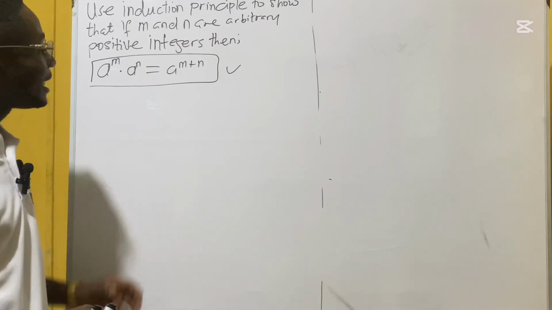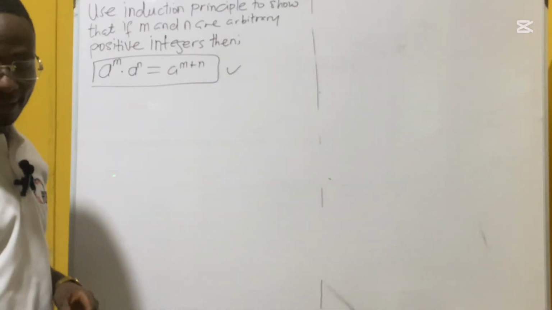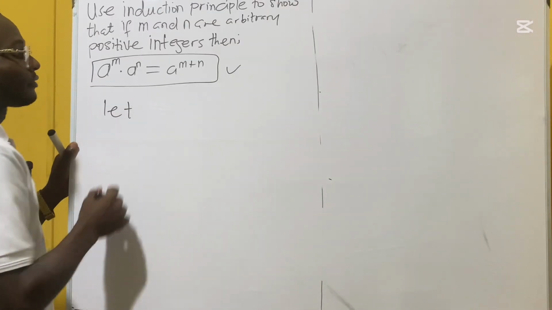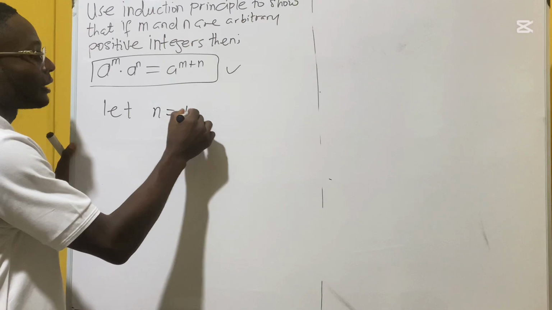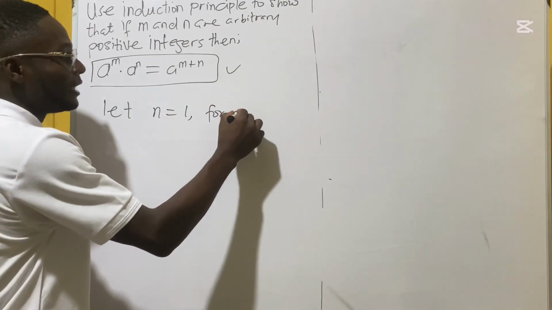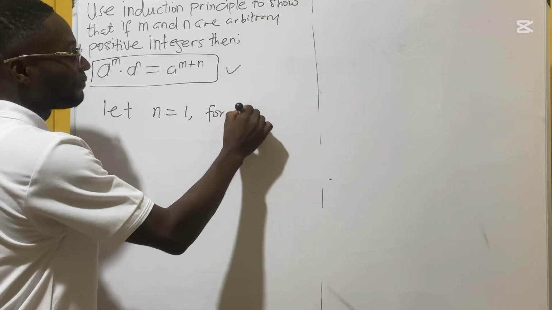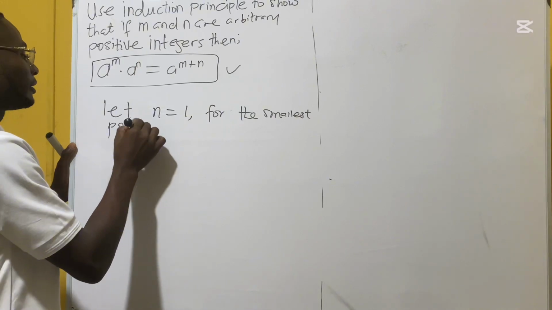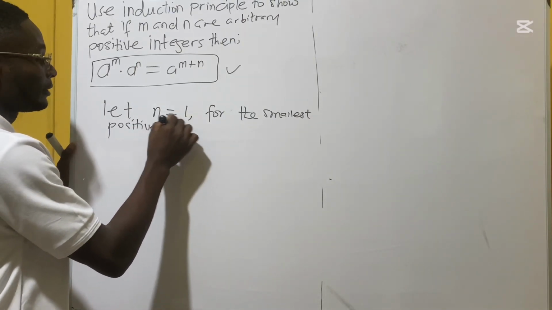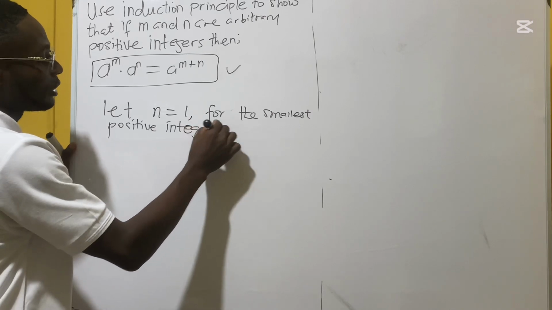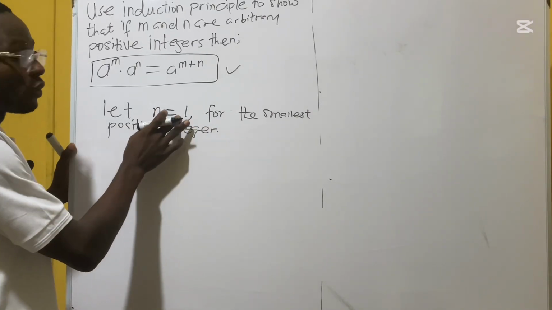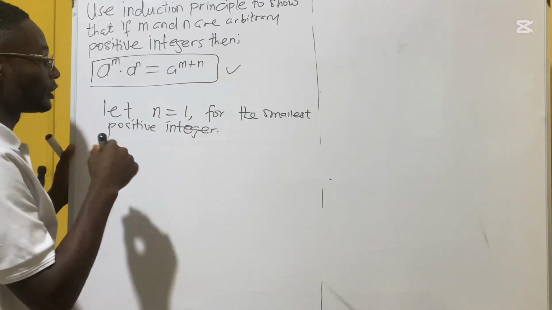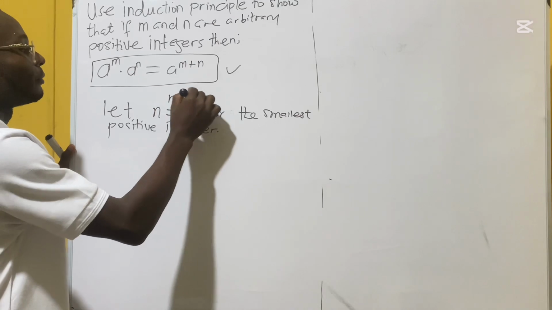So first, let's prove for the base case. So first, let's say n is equal to 1 for the smallest positive integer. So n is equal to 1 for the smallest positive integer, or m is equal to 1 for the smallest positive integer. So this can be m is equal to 1.